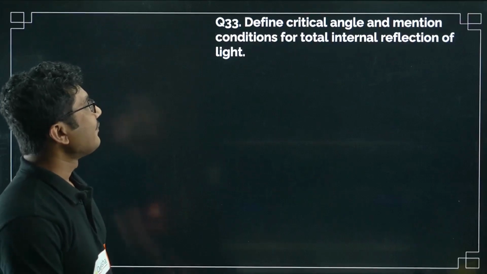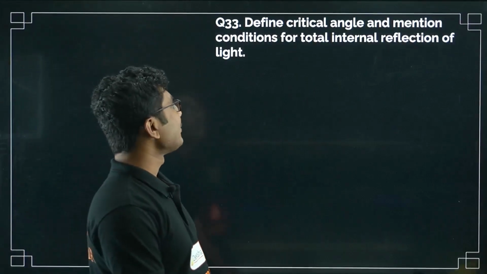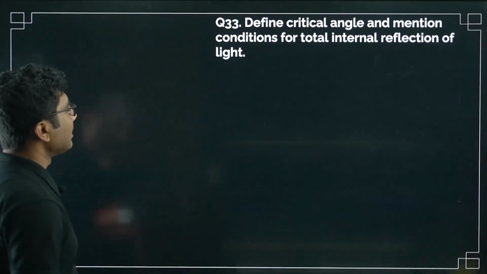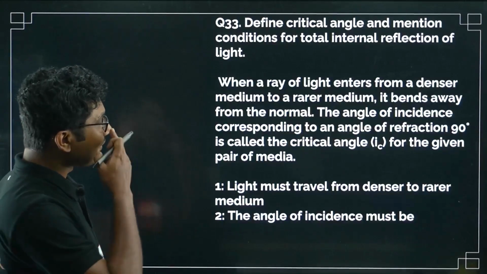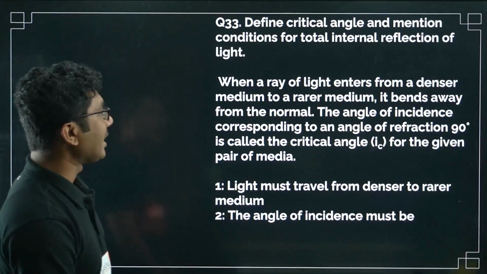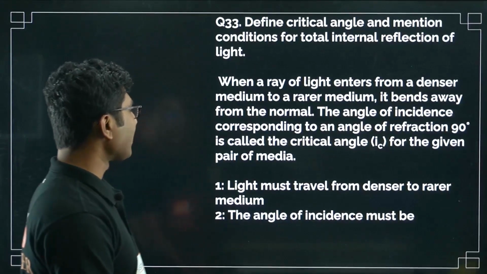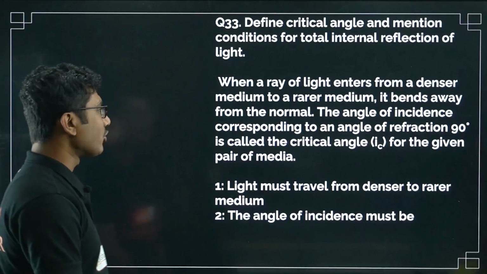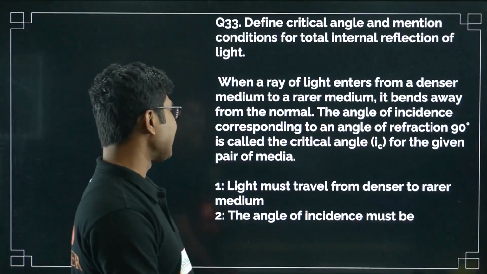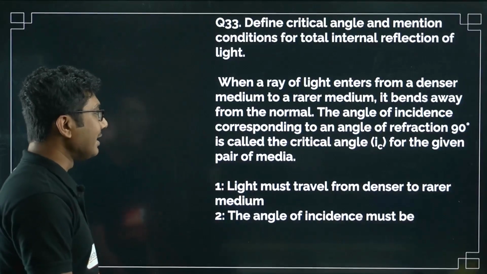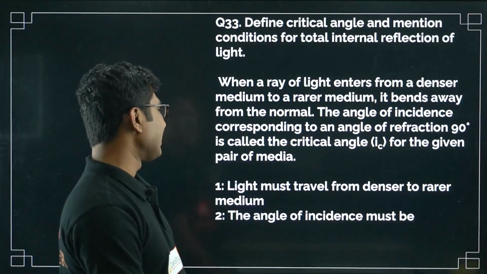What else? Define critical angle and mention the condition for total internal reflection of light. Now when a ray of light enters from a denser medium to a rarer medium, it bends away from the normal. The angle of incidence corresponding to the angle of refraction of 90 degrees is called the critical angle, i_c, for the given pair of media.